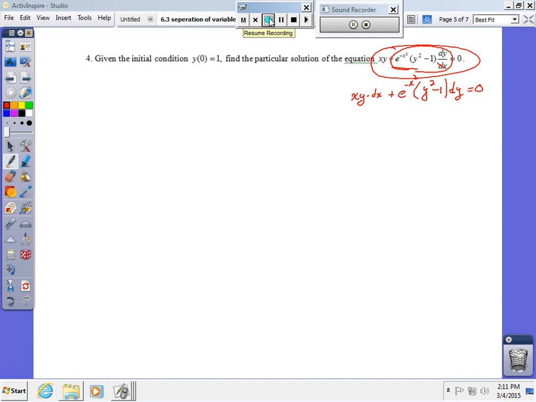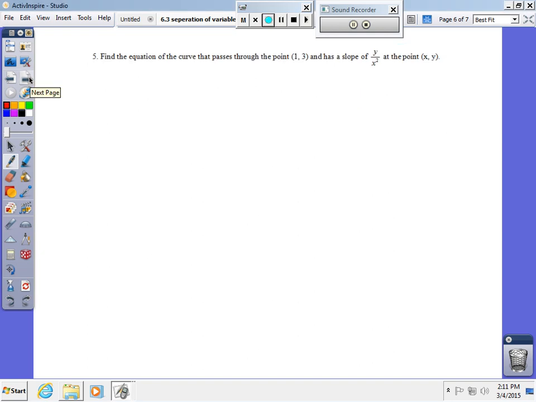This one, again, is similar to the other ones. Separate the variables, and I'm running out of time here. So the next 3, numbers 5, 6, and 7, are all the same, where you have to find the equation of the curve. So they want you to find the particular solution through a particular point. So I will actually do number 6, and number 5 and 7 are similar to it.